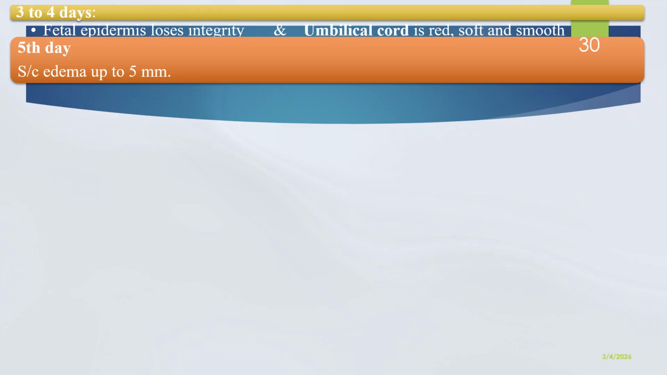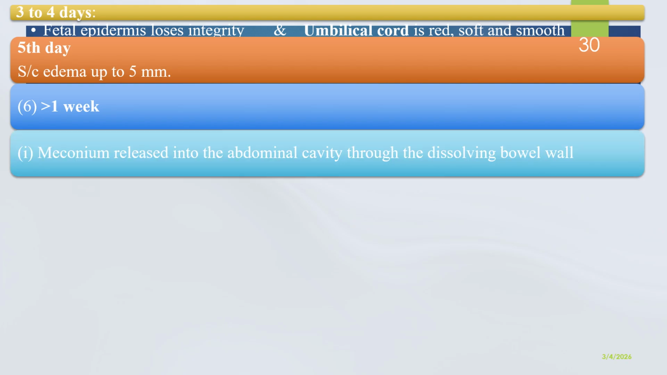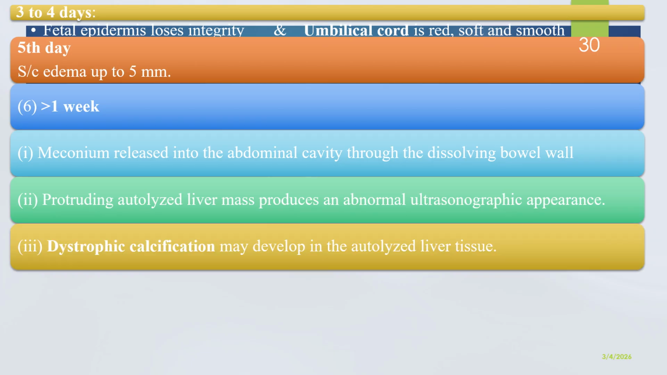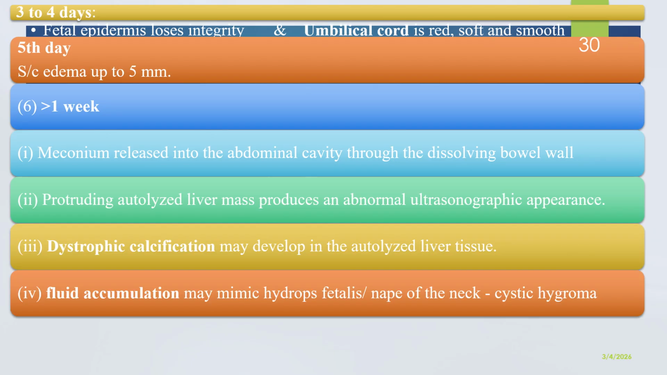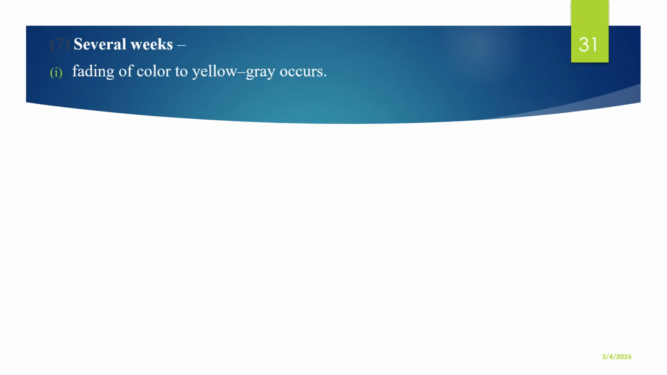On the fifth day, you will see subcutaneous edema up to 5 mm. After more than a week, you'll see meconium released into the abdominal cavity through the dissolving bowel wall. A protruding autolyzed liver mass produces an abnormal ultrasonographic appearance. Dystrophic calcification may develop in the autolyzed liver tissue. Fluid accumulation may mimic hydrops fetalis, and edema of the nape of the neck and distortion of the skull occur during vaginal delivery.